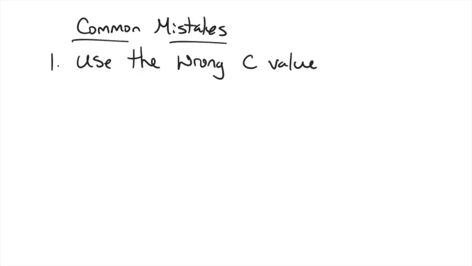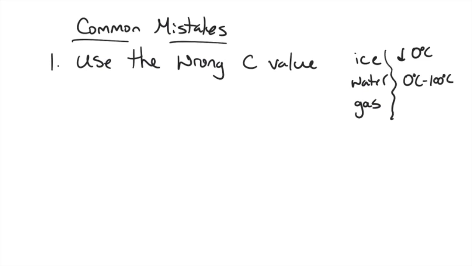The first thing I notice is that students use the wrong C value. And that means that when they really want to use the one for water, they use the one for steam, or when they want to use the one for ice, they use the one for water. Here's a little bit of some information to help you remember which C value to use. If your temperature change is happening below 0 degrees Celsius, then you want to use the ice specific heat. If your temperature change is happening between 0 degrees Celsius and 100 degrees Celsius, you want to use the water one. And if your temperature change is happening above 100 degrees Celsius, then you want to use the one for gas or for steam.